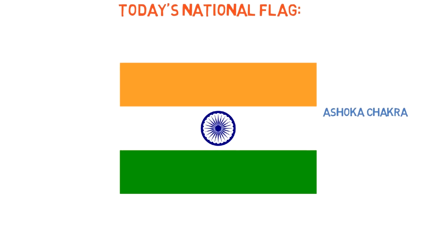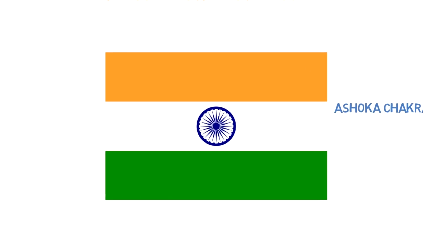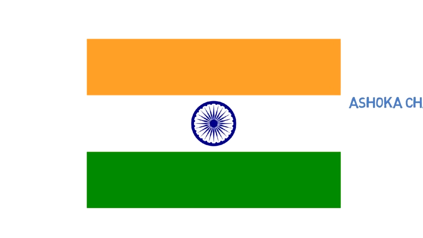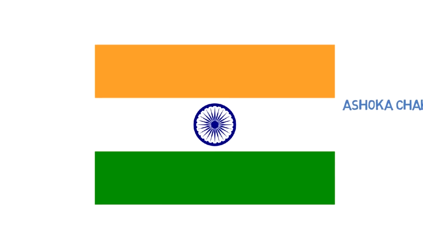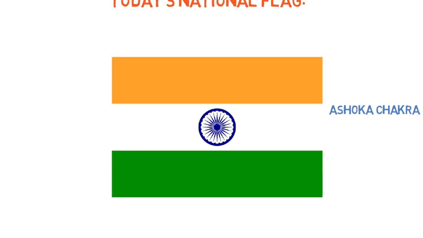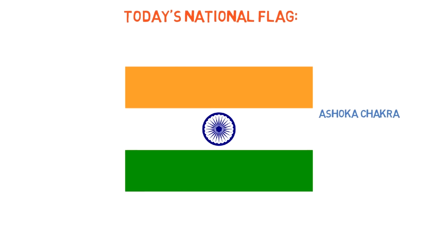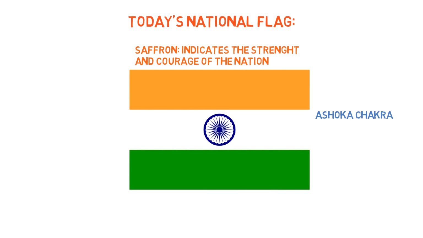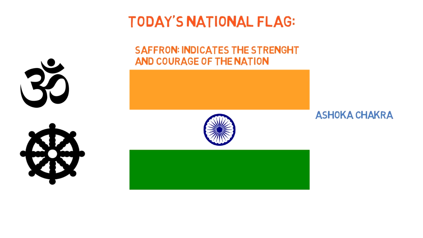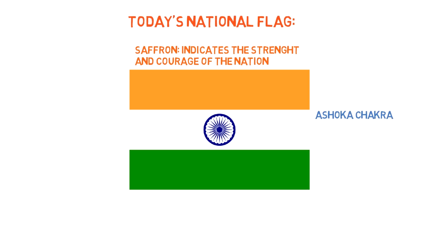So let's take a look at the meaning of these elements, starting with the colors. Obviously in any flag, the meaning of the colors is somewhat arbitrary, but in this case, the colors are said to represent the following. The saffron indicates the strength and courage of the nation. It's also a common color in Hinduism and Buddhism. It has to do with the renunciation of a person's ego, so in this case, it could mean the idea of putting the interest of the nation above that of one individual.